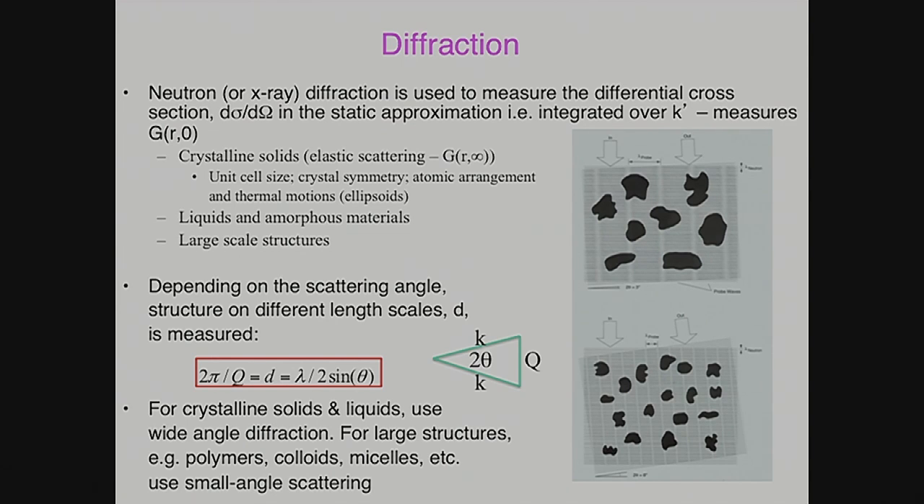Then you'll see wide angle scattering. Wide angle scattering means that the period of the Moiré fringe is much smaller, so you're probing smaller spacings. So wide angle scattering will be something that you use to look at the distance between atoms or nuclei in a crystal, whereas small angle scattering will be something that you use to look at the conformation of polymer molecules, something which is much bigger.